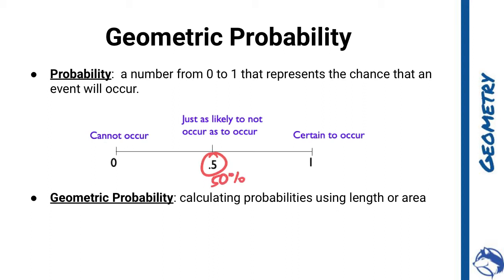So it basically goes from 0%, and then 1 would be 100% of the time it's going to occur. You may have seen it represented like that, but in this class we're going to do it with just a number from 0 to 1. And a geometric probability is when we calculate probabilities using a length or area to figure out when something will occur.